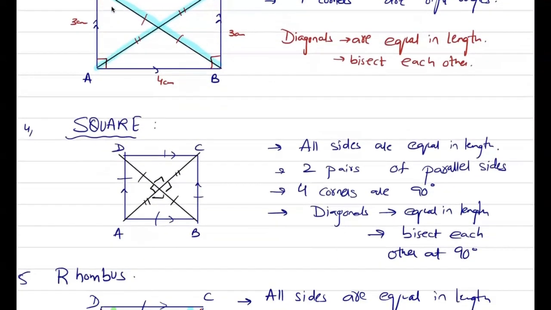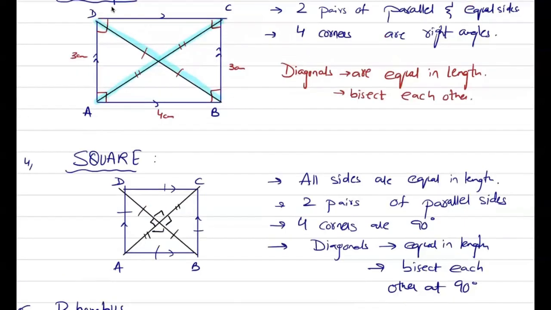Then we have a square. A square has all the sides equal in length. Okay, you have two pairs of parallel sides. So even in a rectangle, you have two pairs of parallel sides. This one's parallel to this. BC is parallel to AD. Over here, AB is parallel to DC and BC is parallel to AD. So you have two pairs of parallel sides and all the sides are equal in length.